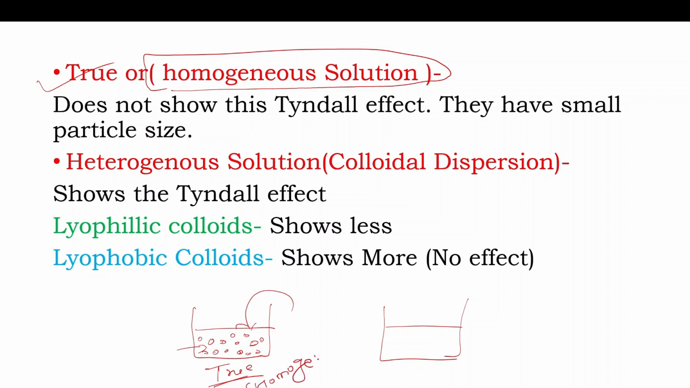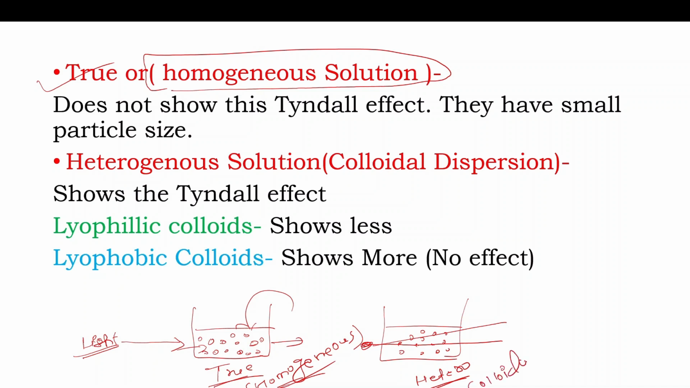It is a homogeneous solution. But when we talk about the heterogeneous solution, the colloidal particle size is large. Okay, and when we pass the light, a high intensity beam, there is no scattering of light observed in the homogeneous solution, but when we pass the light, there is a scattering of light observed in the colloidal solution. This is the colloidal solution.